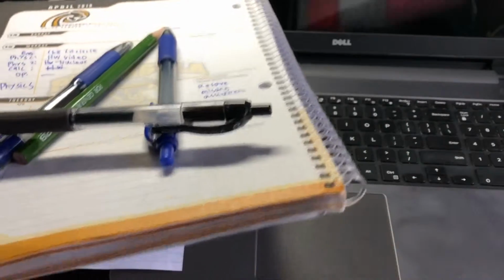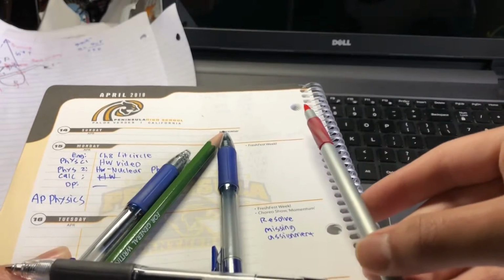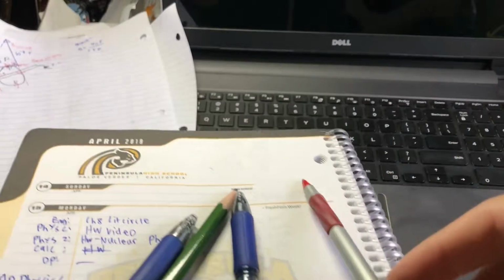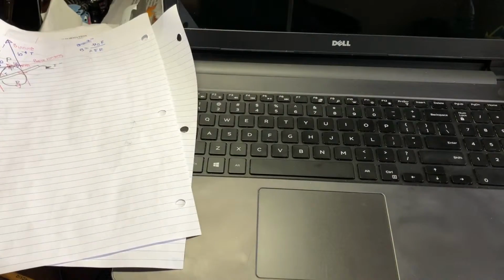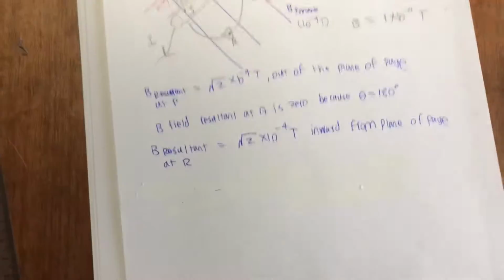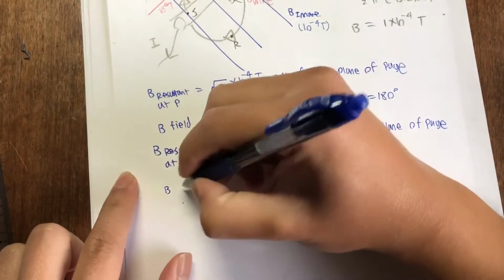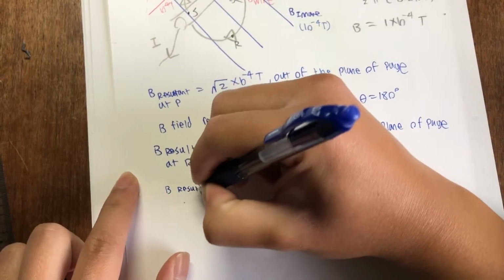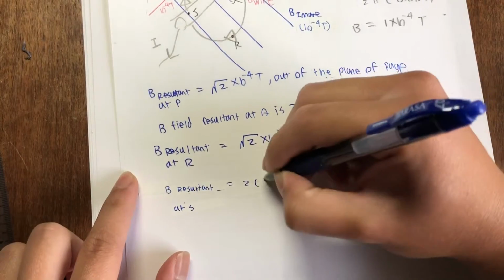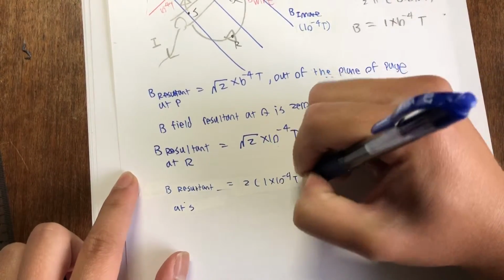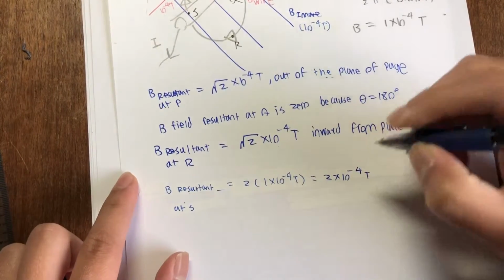So if we're flowing like this, and we stop at point S, if we draw a tangent line here, we find that the innate B field and the B field due to the wire are just adding together, and they're both going towards the top of the page. And so that's all there really is to point S. You just add the B field. So you can say the B resultant at S is simply 2 times 1 times 10 to the negative 4 Teslas, and towards the top of the page.